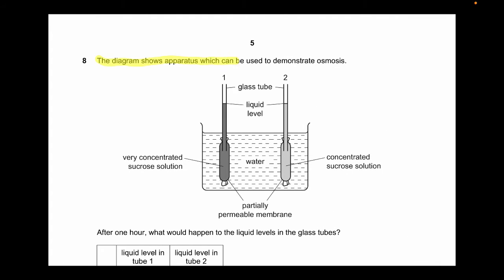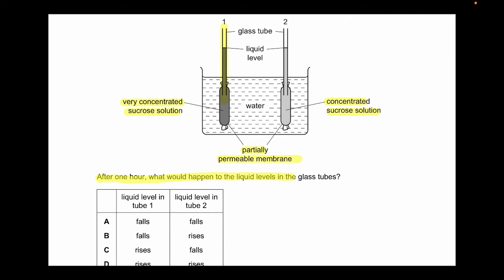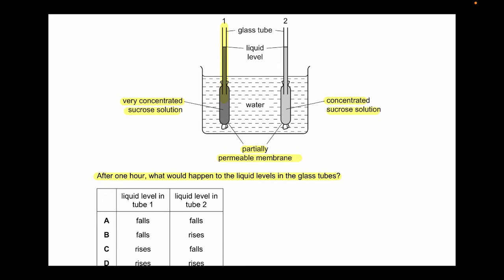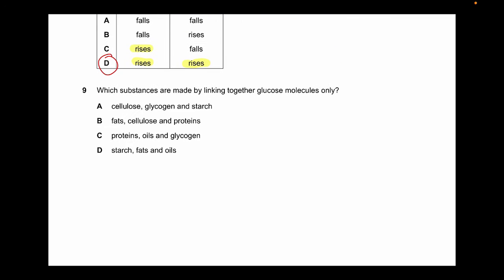The diagram shows apparatus which can be used to demonstrate osmosis. We can see glass tubes 1 and 2. Both contain very concentrated sucrose solution and concentrated sucrose solution with a partially permeable membrane. After 1 hour, what would happen to the liquid levels in the glass tubes? Since they contain sucrose with a partially permeable membrane, the sucrose won't be able to get out, but water will be able to get in. So the liquid level in tube 1 will definitely rise. The liquid level in tube 2 will also rise. So option D is the correct answer.